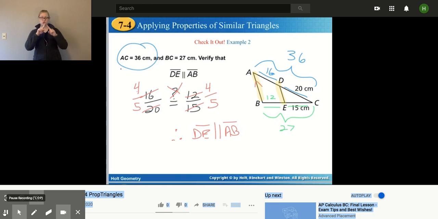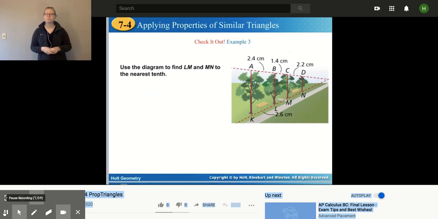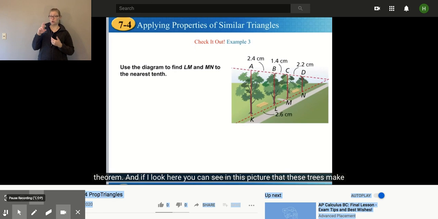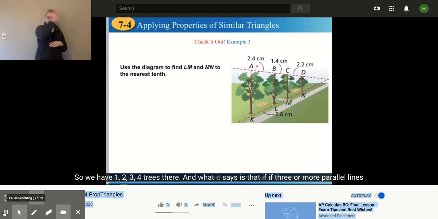So I can put a little arrow on here to show that those lines are parallel. There's a corollary to that theorem. It's called the two transversal theorem. If I look here, you can see in this picture that these trees make transversals to the sides of what looks like multiple triangles, right? So we have 1, 2, 3, 4 trees there.